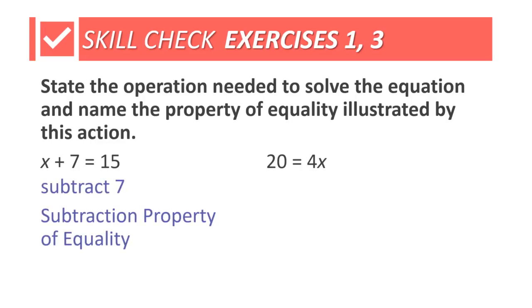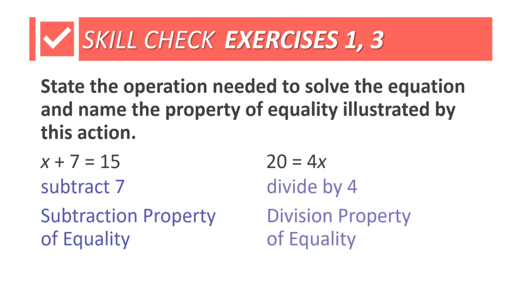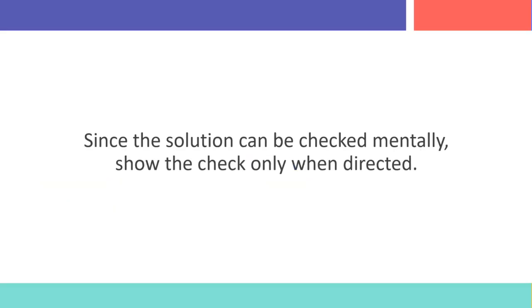Okay, let's check the answers. What is the property? Well, you want to subtract 7 specifically. That's the operation. That's the subtraction property. You want to divide both sides by 4. That's the division property of equality. Now, since the solution can be checked mentally, in other words, you have something plus this minus that, you don't have to show the check on these simple problems unless you're told to. That's the basic statement there.